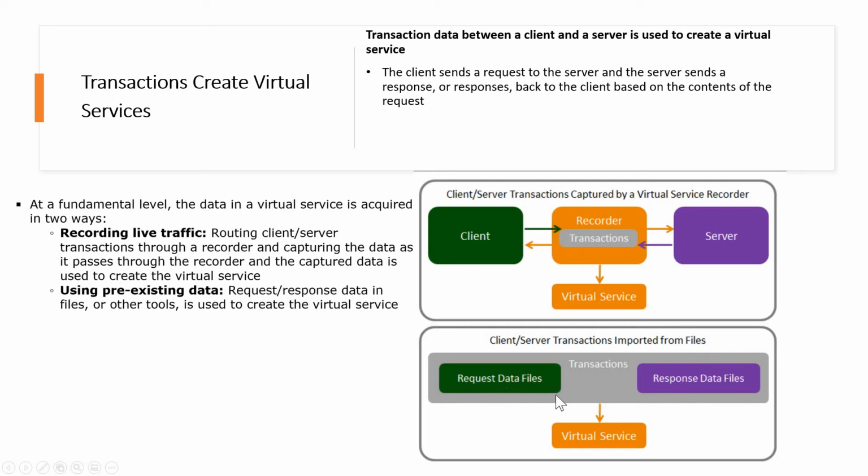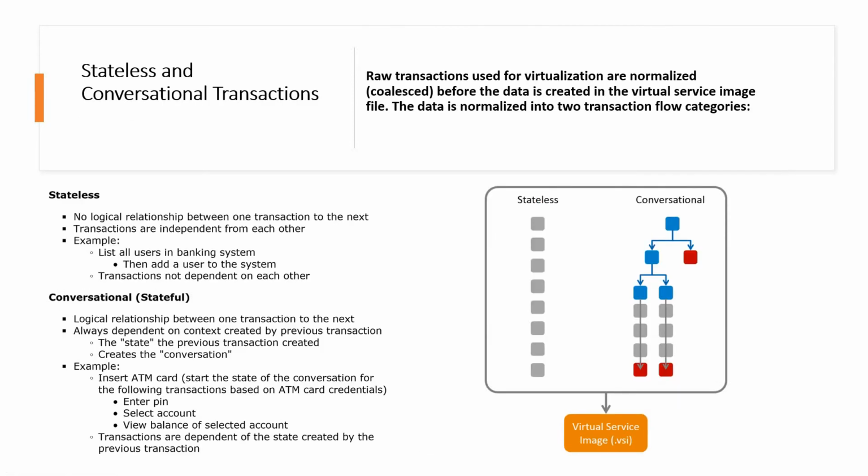And request response is really what it is, right? So I request, usually it's a GET these days if you're using REST, and then my response is whatever JSON payload comes back, okay? Now, there's this concept of stateless and conversation. Now, the really cool thing that DevTest does is it takes your data and it tries to normalize it into something that makes sense.